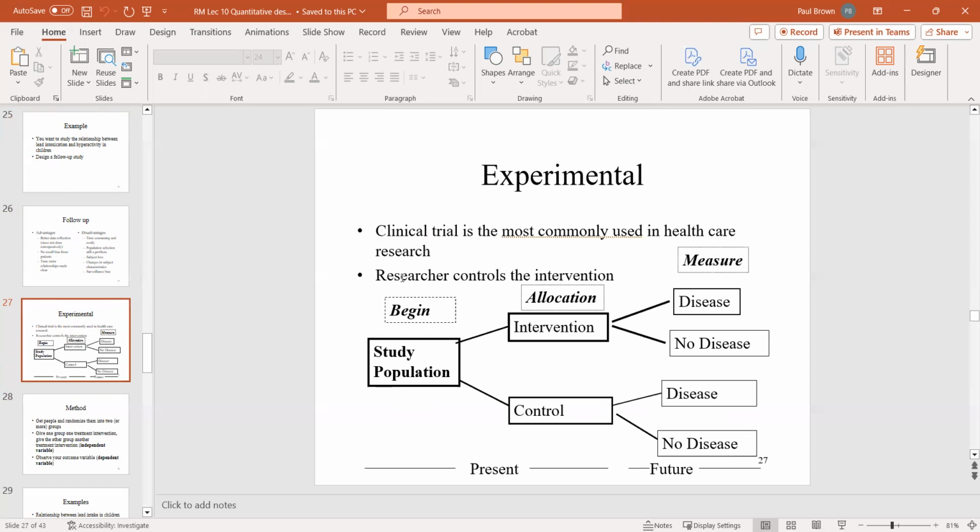Experimental study, that's where you manipulate something. So in an experimental study, you start with a population, you then give one group one trial or one intervention and the other group another intervention. And then you compare your outcome variable at the end of it. So in this case, you're manipulating it. You're saying, this is the group that we're going to give this thing to, this is the group we're going to give that thing to, and then we compare it.